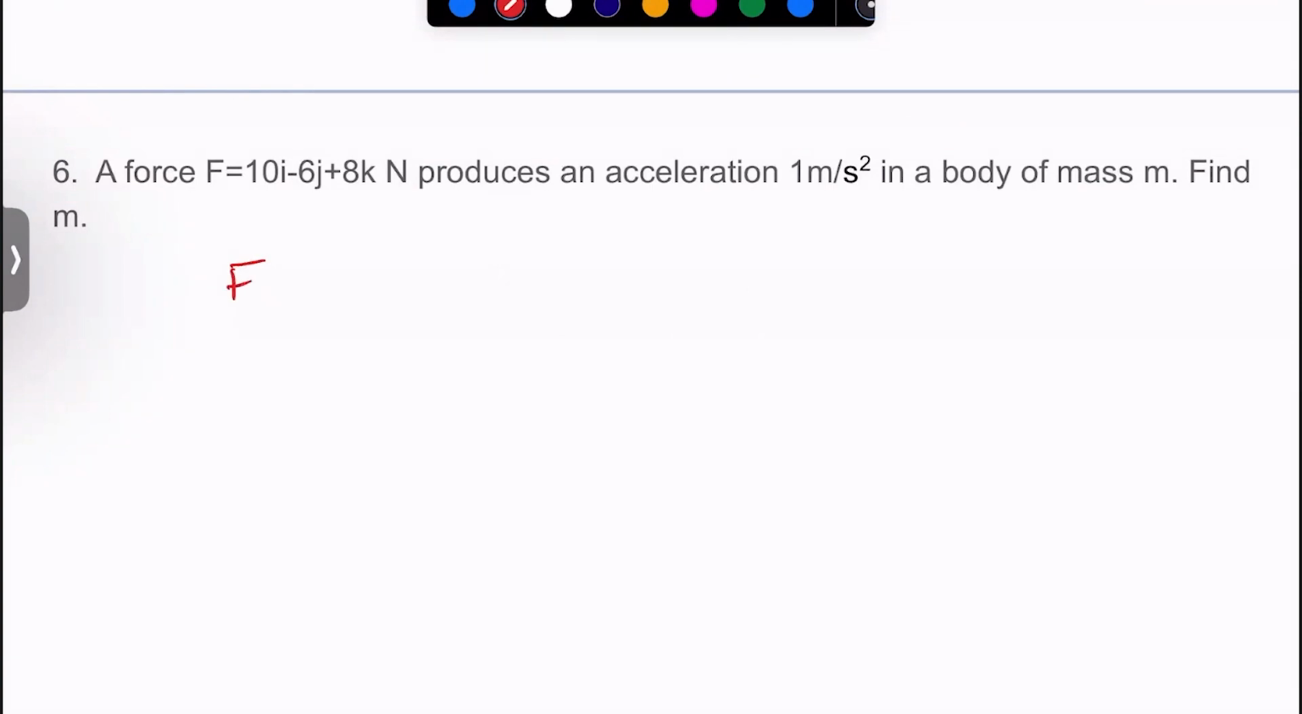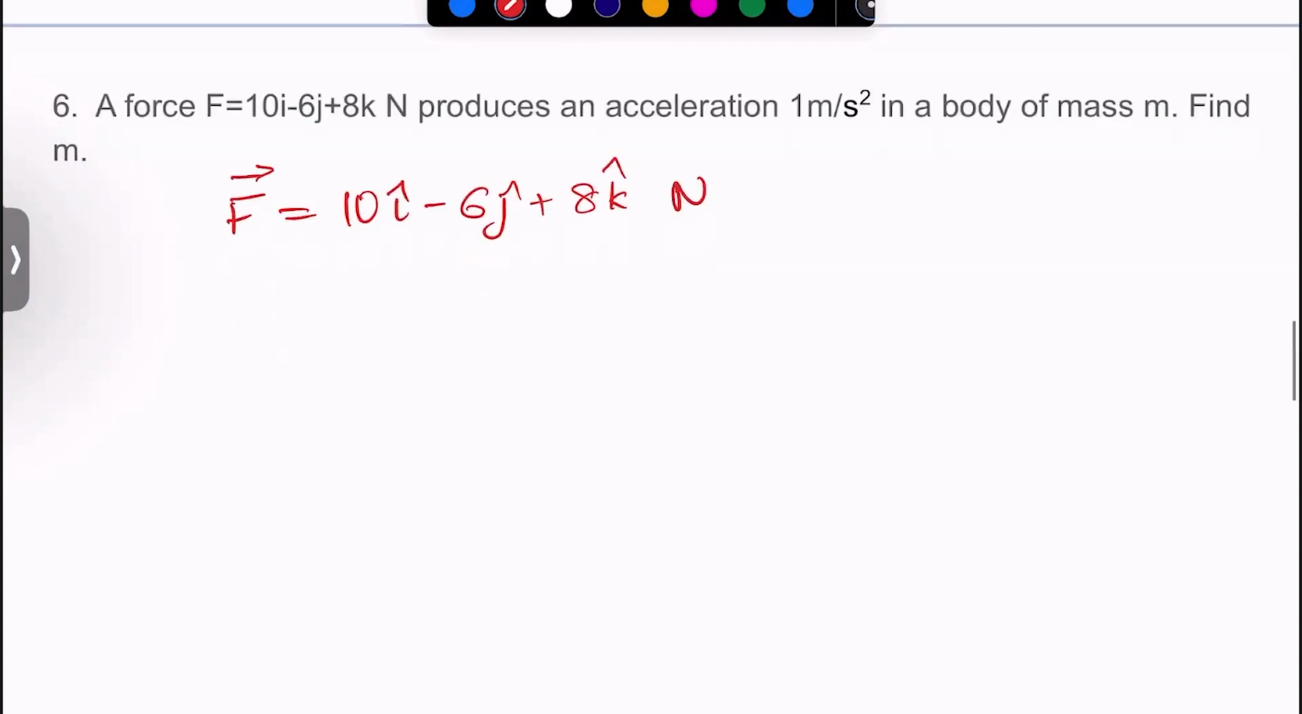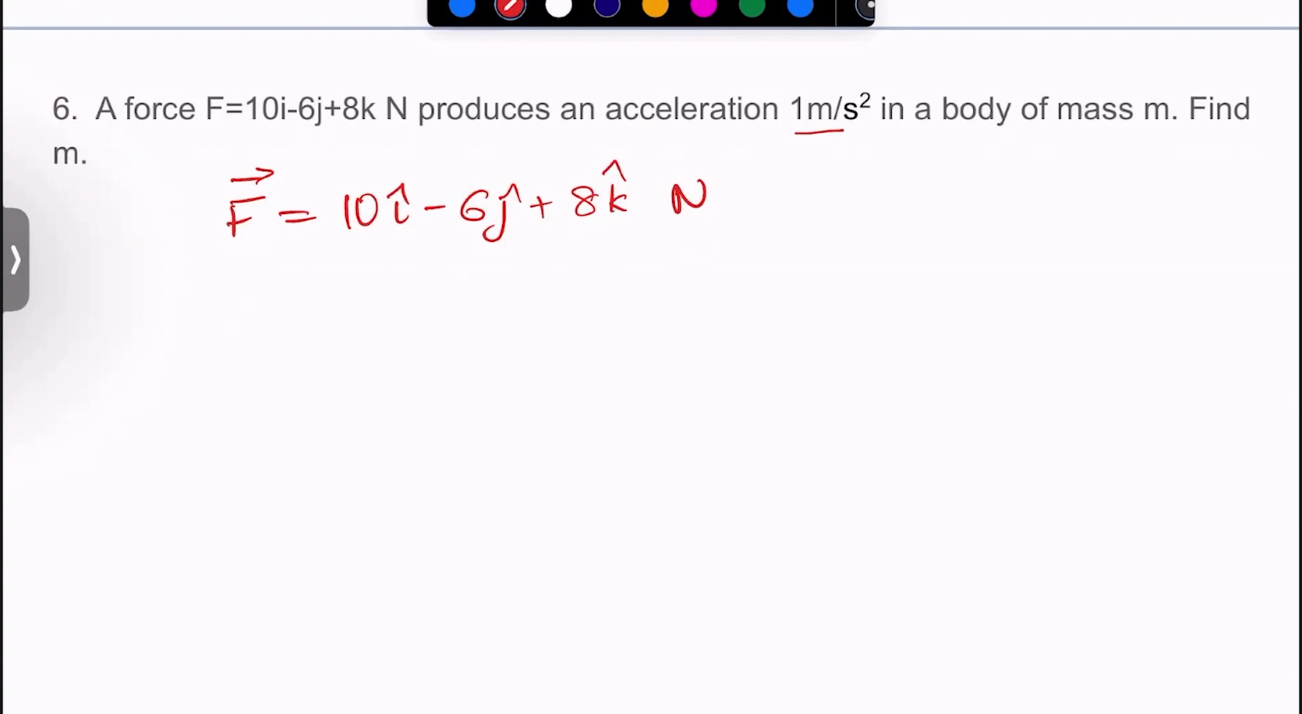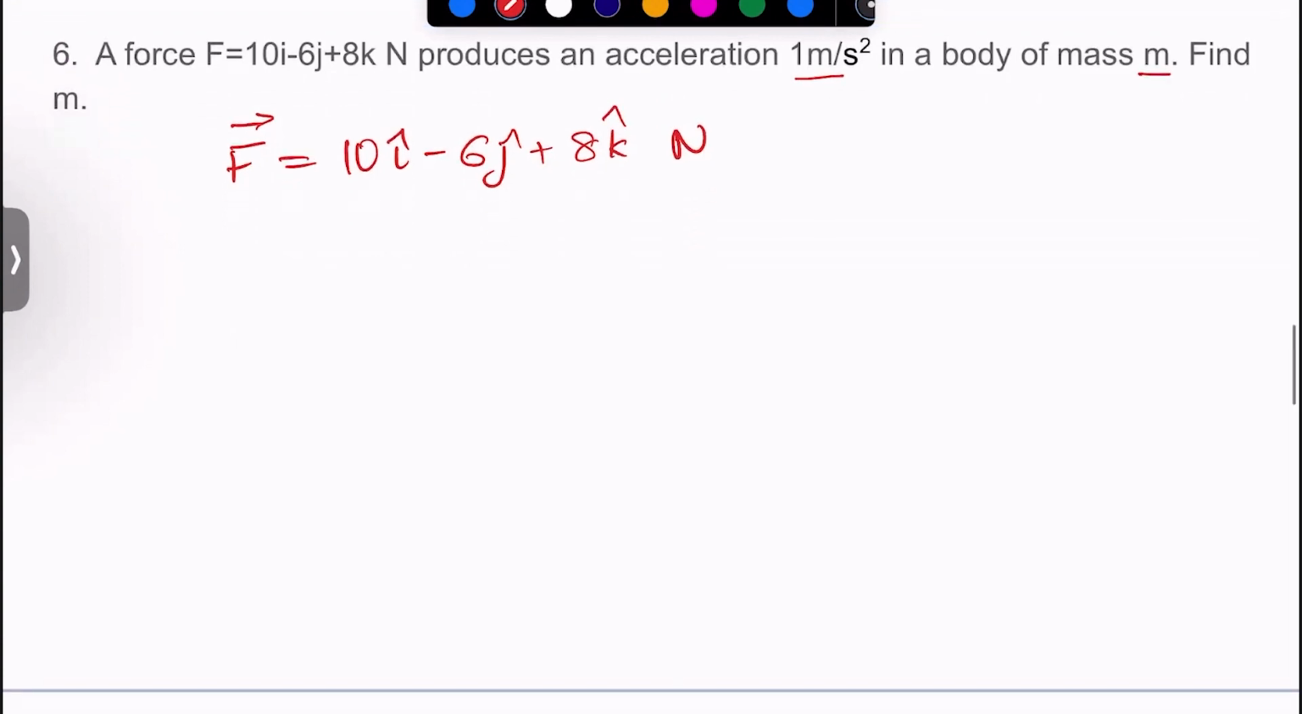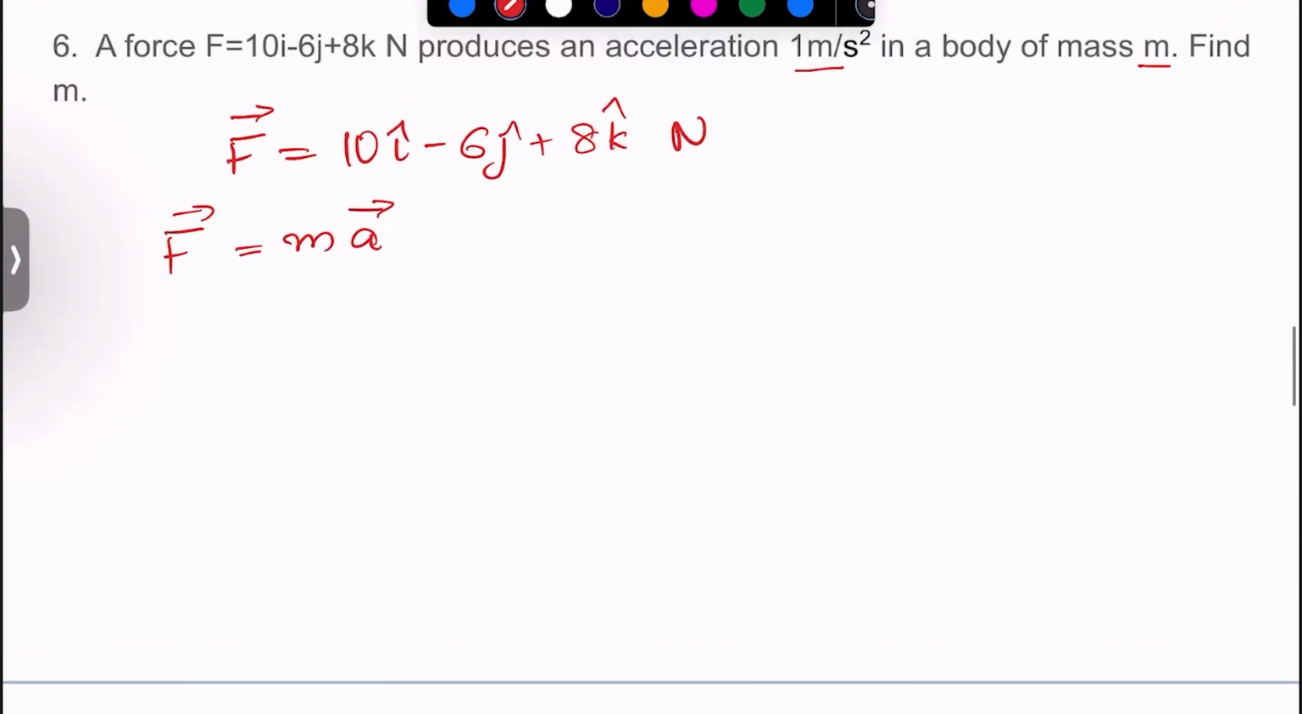Second is a force F. You are given a force in vector notation, 10i minus 6j plus 8k Newton, that produces an acceleration of 1 meter per second squared in a body of mass M. Find M. So we know force equals mass times acceleration. Acceleration is given, force is given. Now we want to find mass, right?